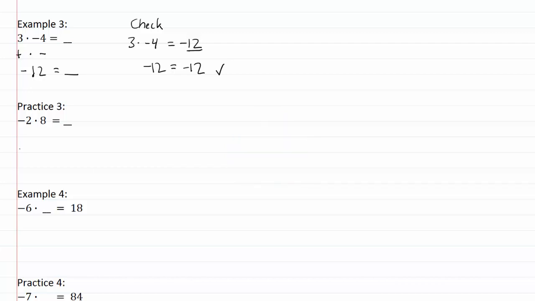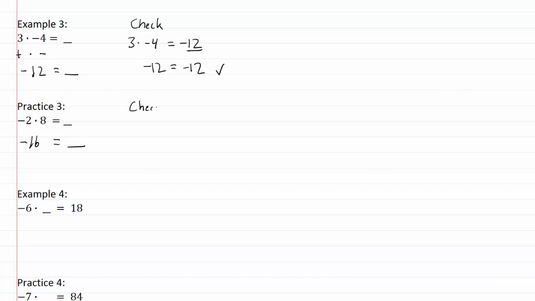Alright, welcome back. So again we have negative 2 times 8, and it's equal to the blank space. The blank space is already by itself. We just need to do negative 2 times 8. Well, a negative times a positive is going to give us a negative. 2 times 8 is 16. And so negative 16 looks like it's going to be equal to the blank space.